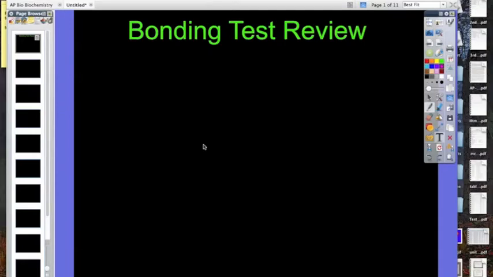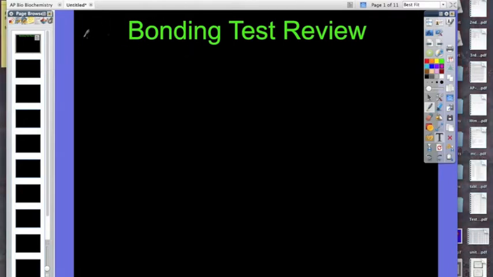Okay, this is a quick review for the bonding test that you're going to have on Monday. When you go through here, if you take notes on your review, then you'll be able to use those on your test on Monday. But your review has to be complete. So the first thing we're going to go over is electron configuration, because you will have some electron configuration on your test. That's where I left my glasses in here.